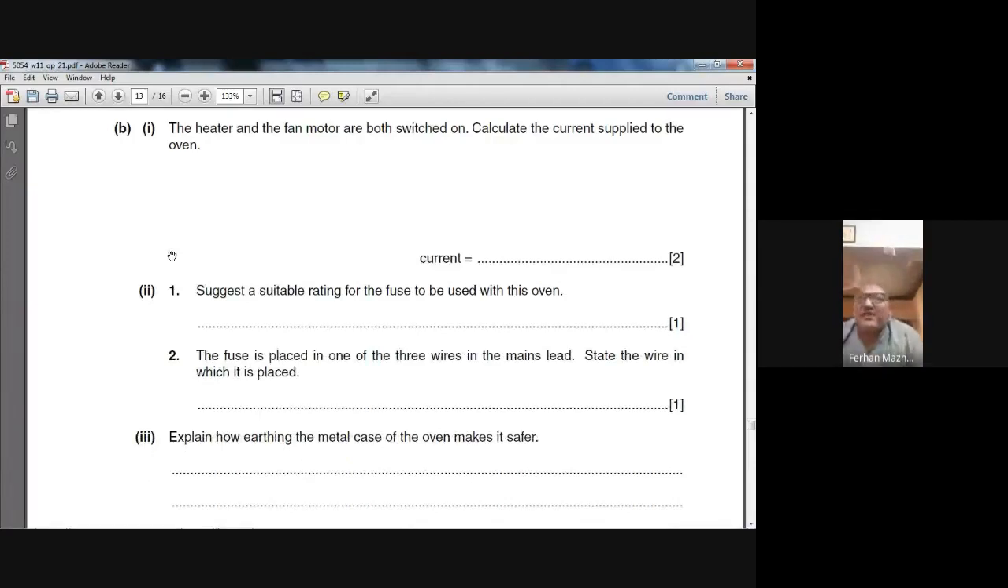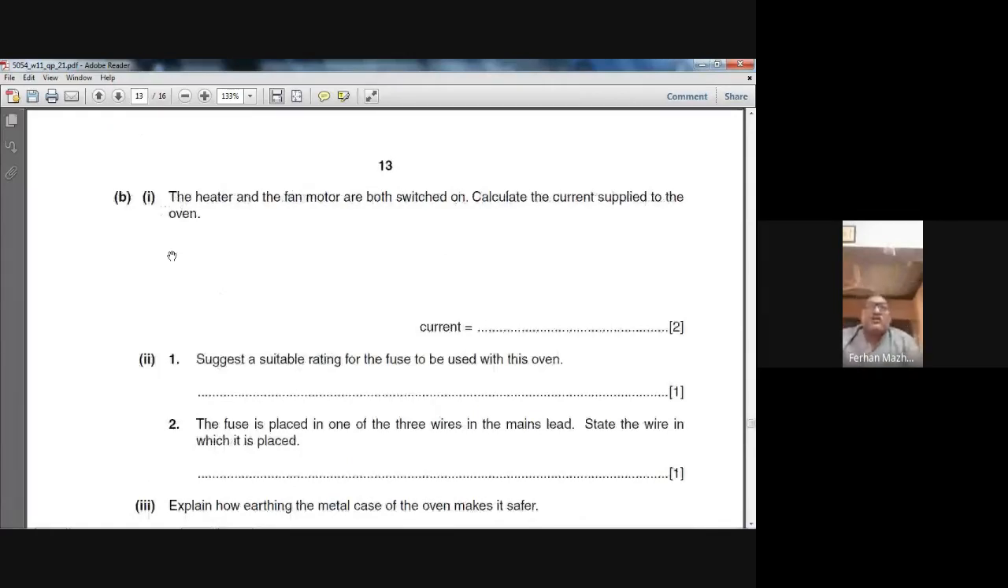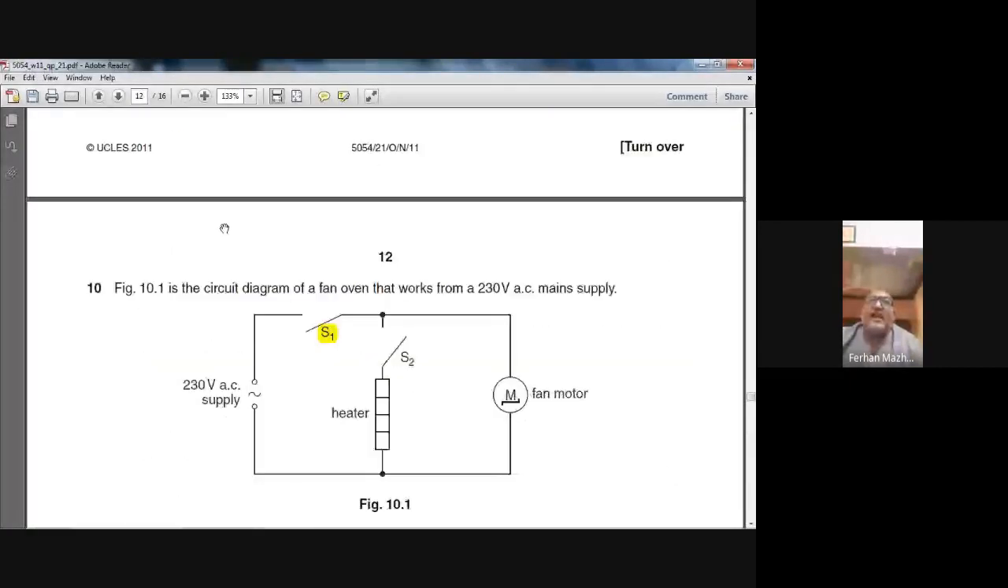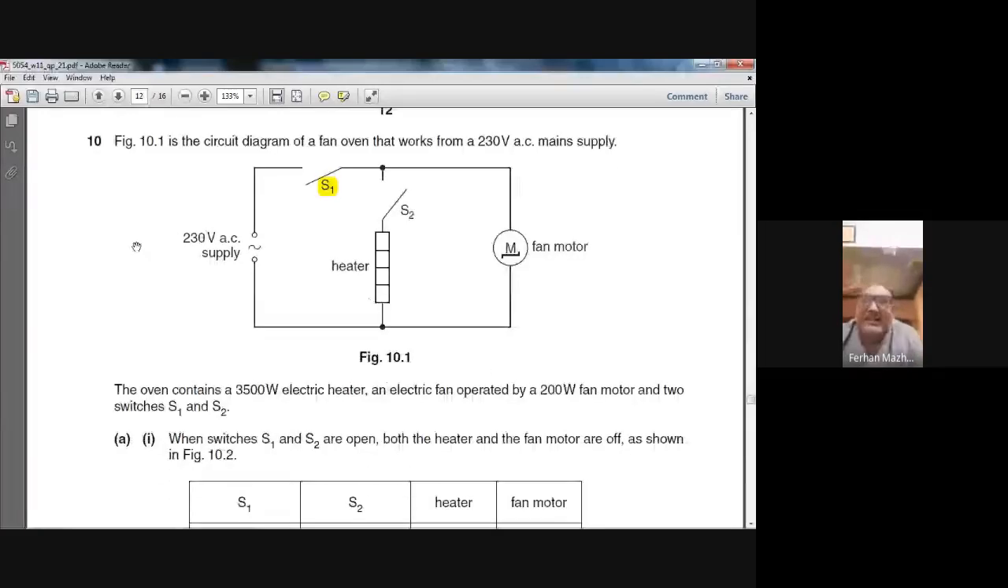Now question number 10B, first part. The heater and the fan motor are both switched on. Calculate the current supplied to the oven. We are talking about this circuit, and in this circuit I know two things: the power of the heater and the fan, and the EMF of the supply. The power of the heater is 3500 watt, the power of the fan is 200 watt, and the EMF of the supply is 230 volt.